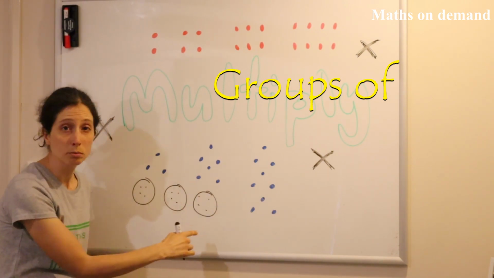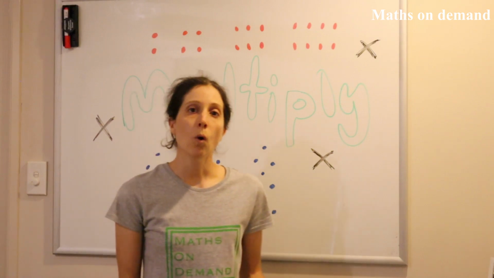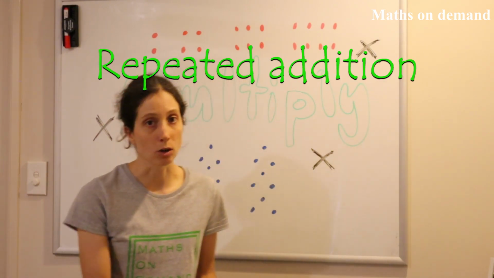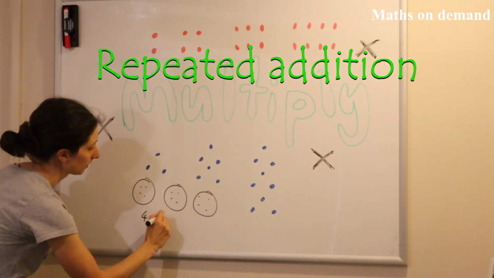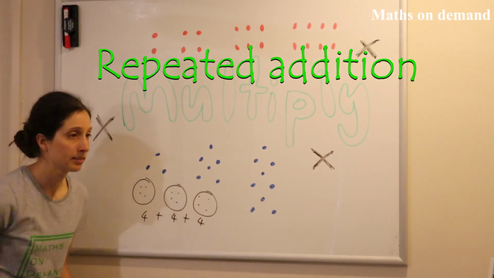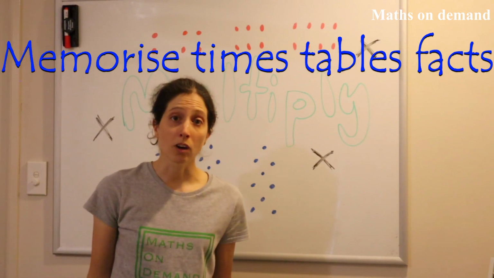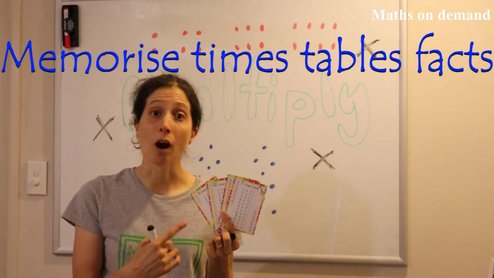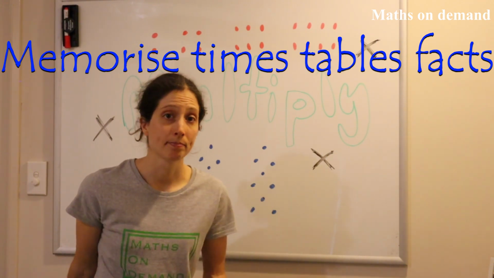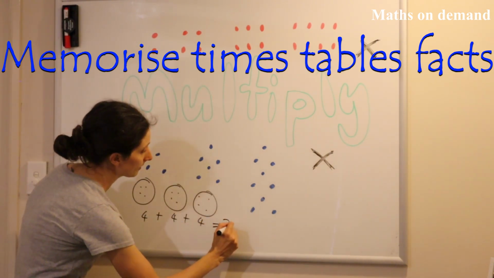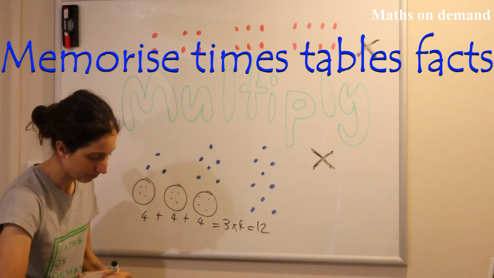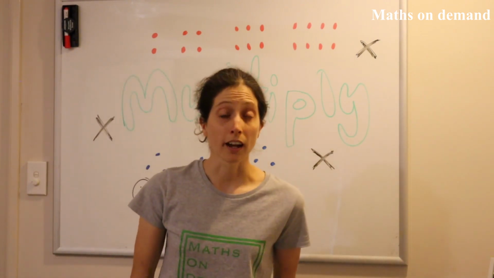This is 3 groups of 4. Or we could repeatedly add the number until we get our goal. Or we could memorize basic times table facts, and this will help us get our answers quickly. Let's have a look at each method briefly.